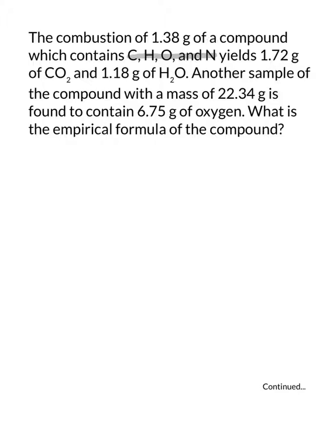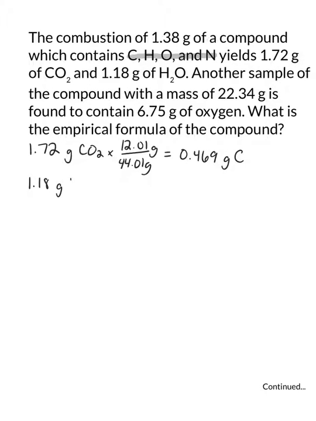So we're still going to handle the carbon and the hydrogen the exact same way. I'm going to start with 1.72 grams of the CO2. For every 44.01 grams, I've got 12.01 grams of carbon. Right? So that gives me 0.469 grams of carbon. Now I'm going to take the water. 1.18 grams of H2O. Molar mass of water is 18.02. The 2 moles of hydrogen there is 2.02 grams. That means that I have 0.132 grams of hydrogen. All right, carbon and hydrogen out of the way.